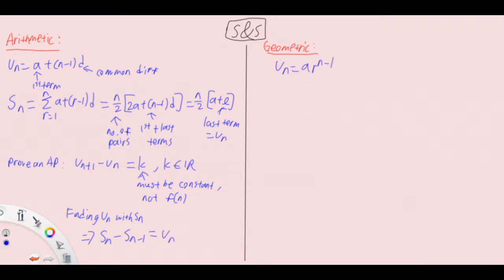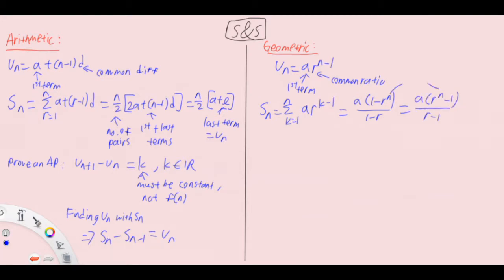In our geometric progression, the general term un equals a times r power n minus 1, where a is the first term and r is the common ratio. Sn, the summation, again, of n terms, you can use your sigma notation as well, is simply first term a times 1 minus r power n over 1 minus r, and then you can just do some fractions to give us r power n minus 1 over r minus 1, where n is the number of terms, alright?